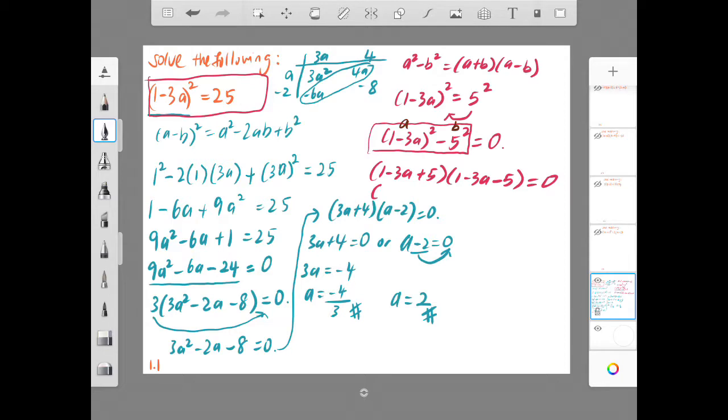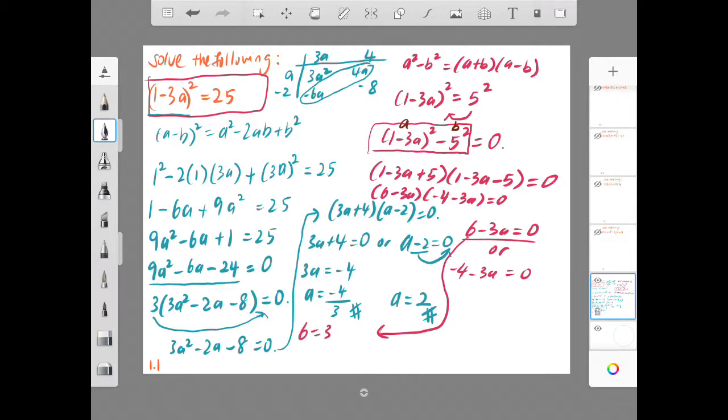So 6 minus 3a and then negative 4 minus 3a equals 0. So I'm going to have 6 minus 3a equals 0, or negative 4 minus 3a equals 0. Alright, for this, I'm going to do it here. So 6 equals 3a, and a will be equal to 2.